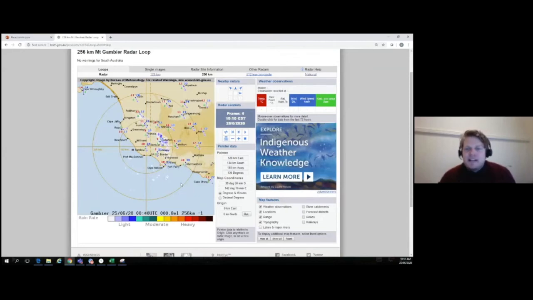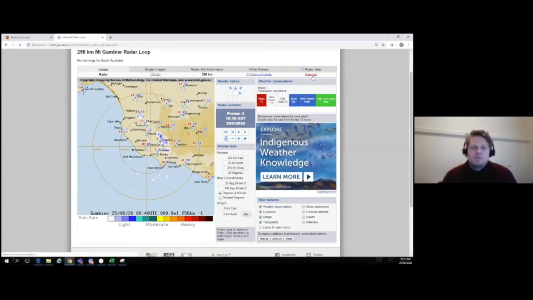In this example, Gina has the observations overlaid on it. So you've got the arrows there indicating winds, temps, and the green, I think, is rainfall since 9 a.m. So yeah, lots of useful tools there.